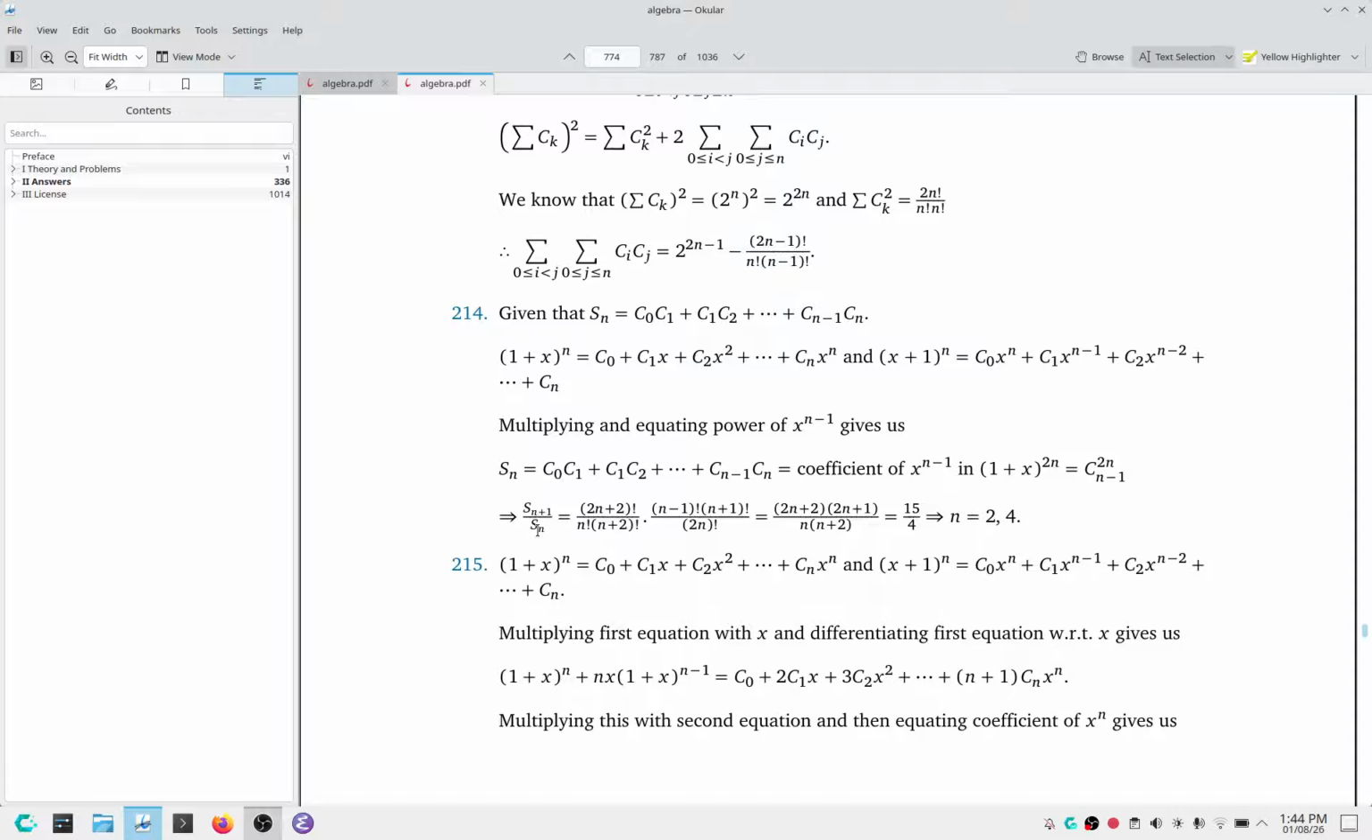So Sn plus 1 upon Sn is equal to 2n plus 2 factorial divided by n factorial times n plus 2 factorial, times n minus 1 factorial times n plus 1 factorial upon 2n factorial. If you solve this fraction, you will get 2n plus 2 times 2n plus 1 upon n times n plus 2, which is equal to 15 by 4. We solve this, you will get n equal to 2 and 4.